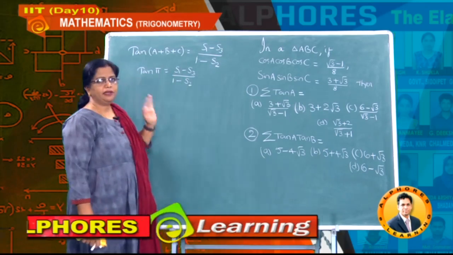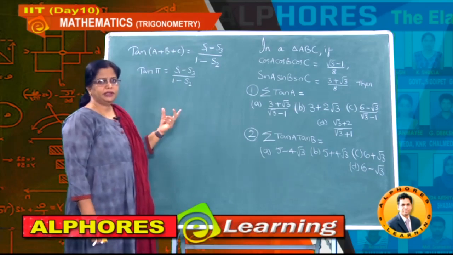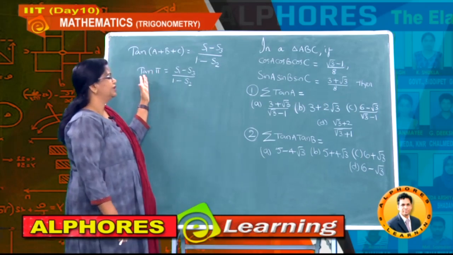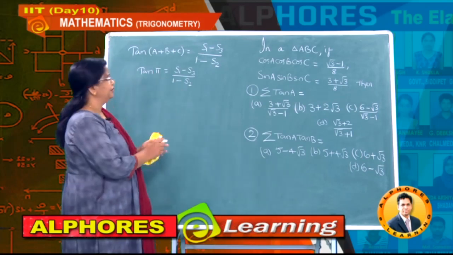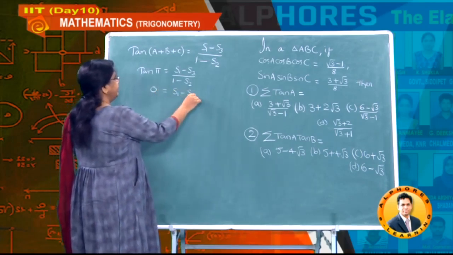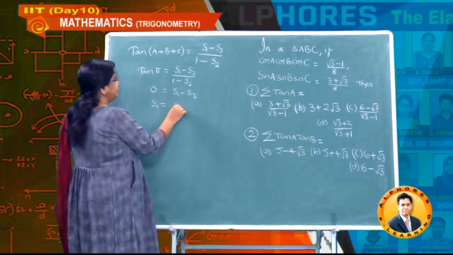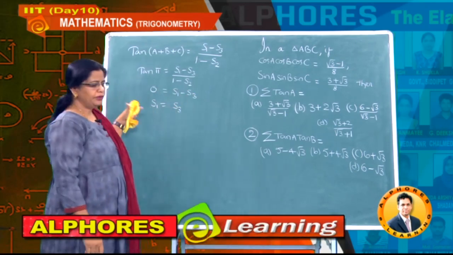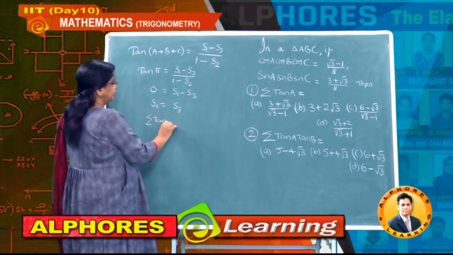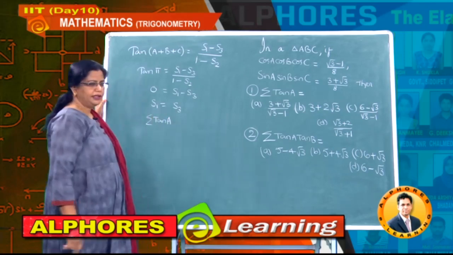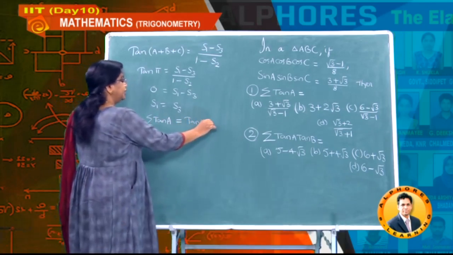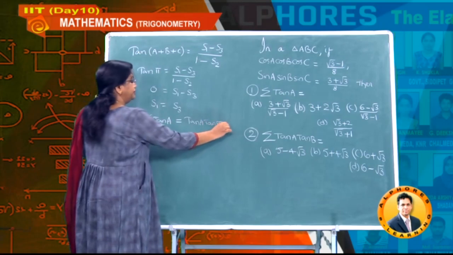Now what is tan pi? Tan 180 degrees is nothing but 0, because we already observed in previous sessions that tan pi equals 0. Therefore you got 0 equal to S1 minus S3. Hence what is your value? S1 equal to S3. Okay. So what is S1? Sigma tan A. Understand? That is S1. And what is S3? It is tan A tan B tan C, the product of these 3 functions.